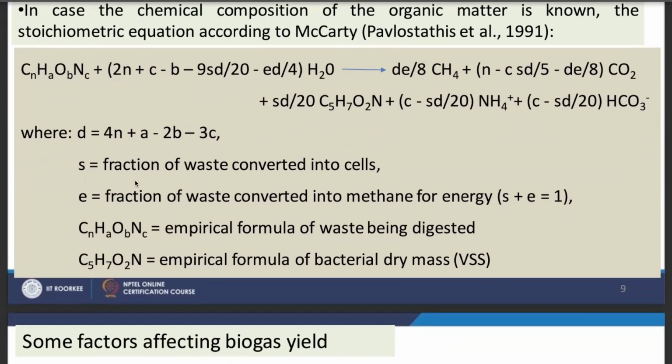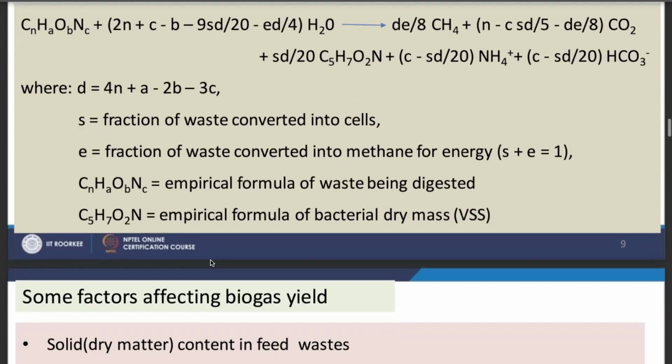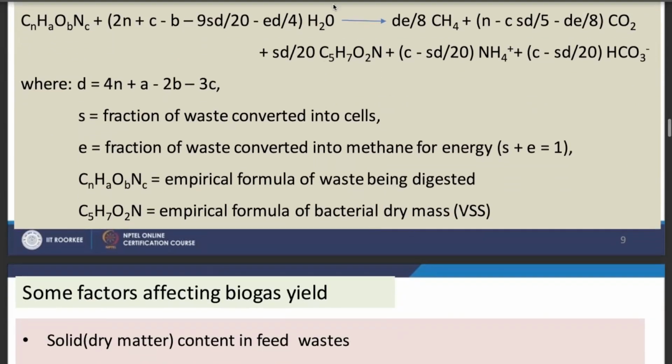So s is basically the fraction of waste converted into cells. e is the fraction of waste converted into methane for energy specifically. This is for the waste that is being digested, hence our raw material. And this is the bacterial dry mass, right, which is at the product end.